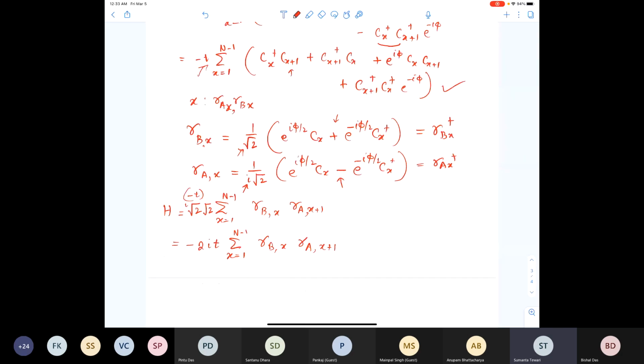So now you see, since this is the topological phase that we are discussing, mu equal to 0 and t equal to mod delta, you see that the Majorana fermion B from site x is paired with Majorana fermion A from the neighboring site x plus 1.